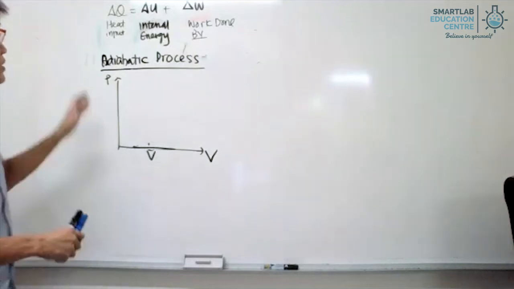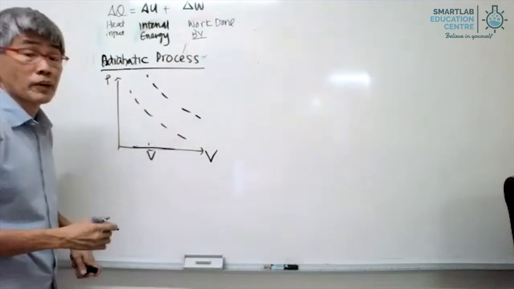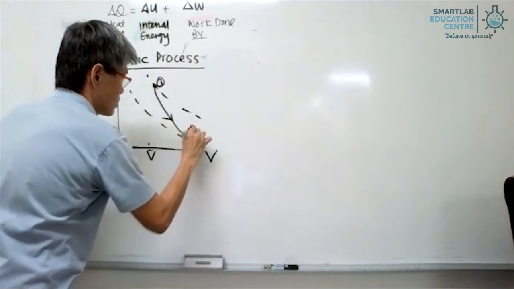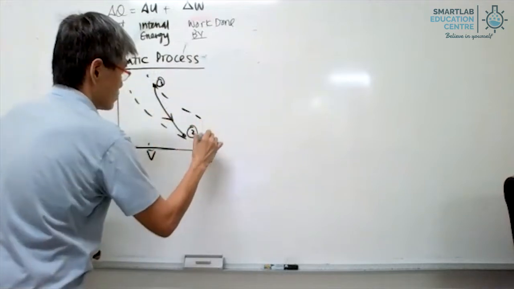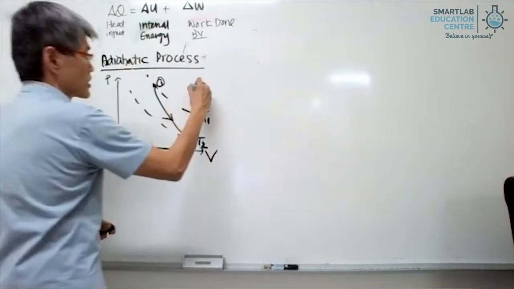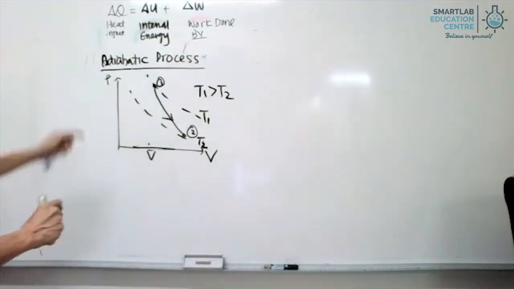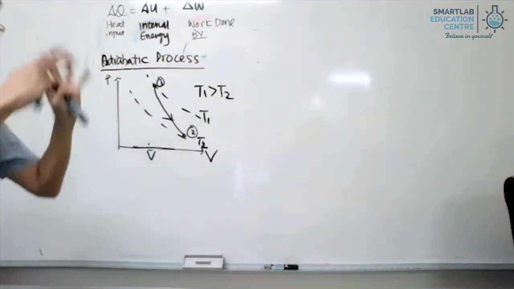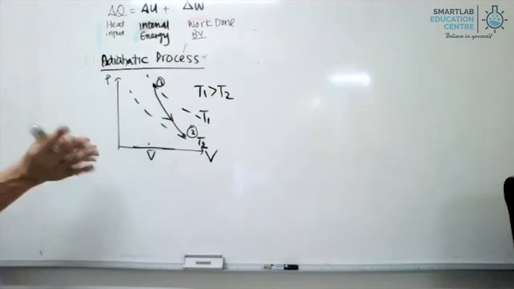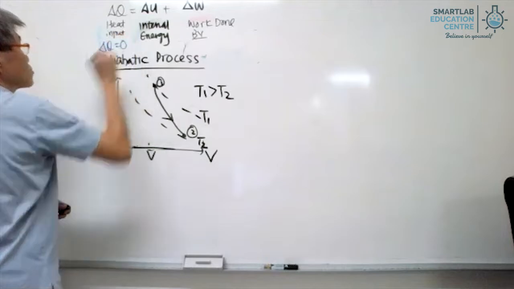The final process that we look at is the adiabatic process. There are 2 possibilities. There's an adiabatic expansion, which means that the volume expands from this to this. The temperature is T2 here and T1 here. So in this case, obviously T1 is larger than T2. In an adiabatic process, the key characteristic is that the whole container is insulated. So it means that they don't allow any heat to be transferred into or out of the system. So your change in Q, in this case, is 0.